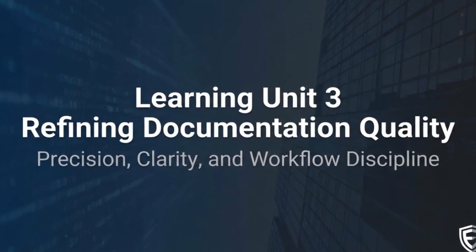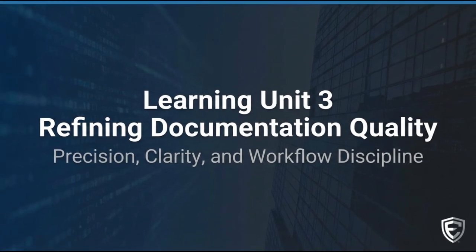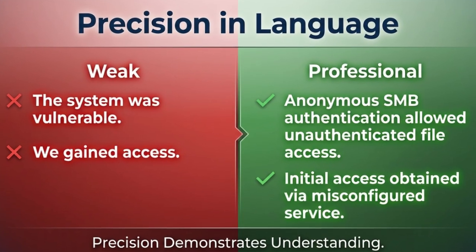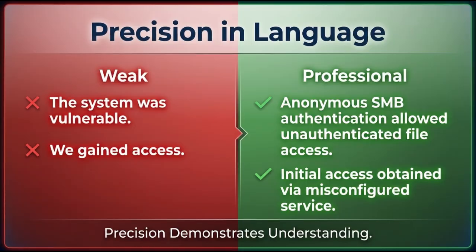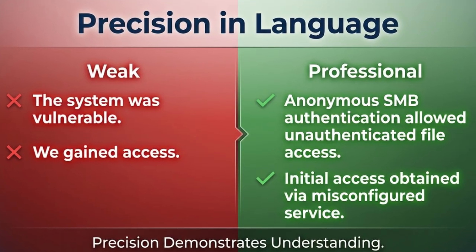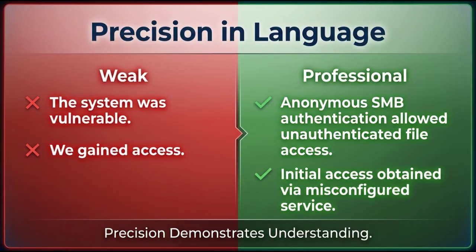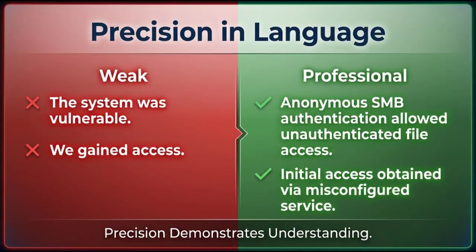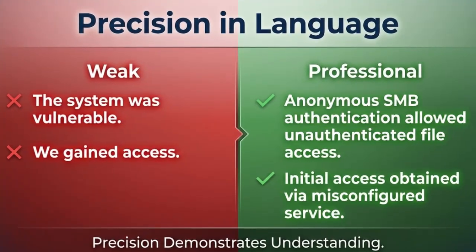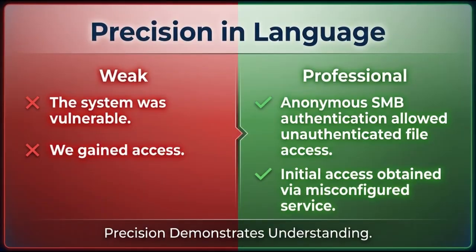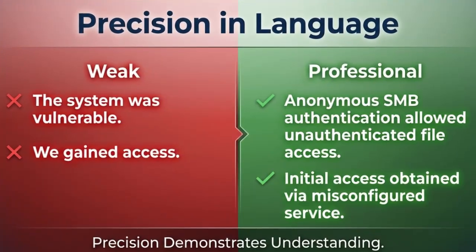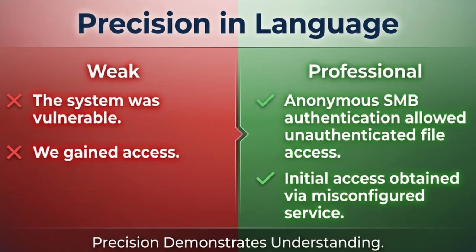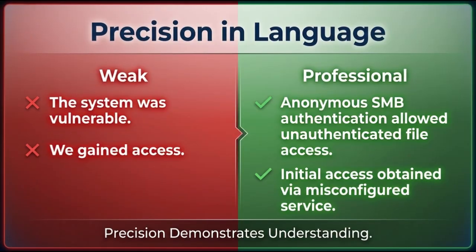Number 1. Precision in language. Professional reporting requires precise language. Avoid vague statements like, "the system was vulnerable," "we gained access," or "there was a problem with permissions." Instead, write, "the target system allowed anonymous SMB authentication, enabling unauthenticated access to shared directories. Initial access was obtained through a misconfigured service running as a privileged user." Precision shows understanding. Vagueness suggests guessing. In OCP, examiners expect you to demonstrate comprehension, not just command execution. If your explanation is shallow, your technical credibility weakens.